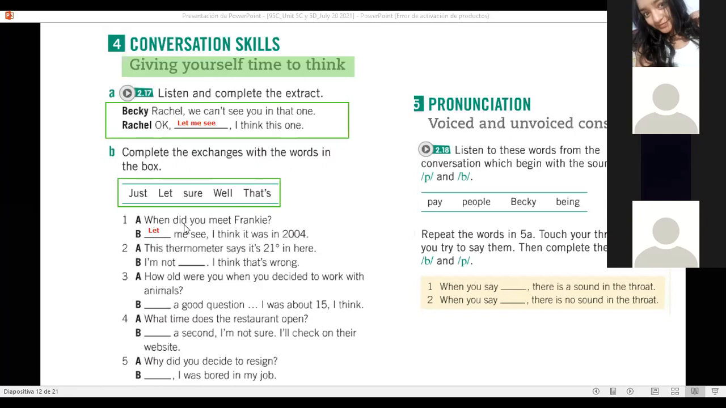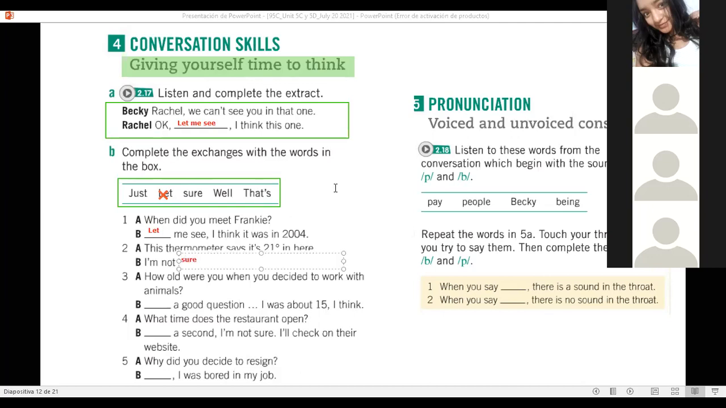Thank you. Can you help me with number 2, reading and completing, please, Jason? This thermometer says it's 21 grades in here. I'm not sure. I think that's wrong. Exactly. I'm not sure. I think that's wrong, right? No estoy seguro. Creo que, I think that's wrong.